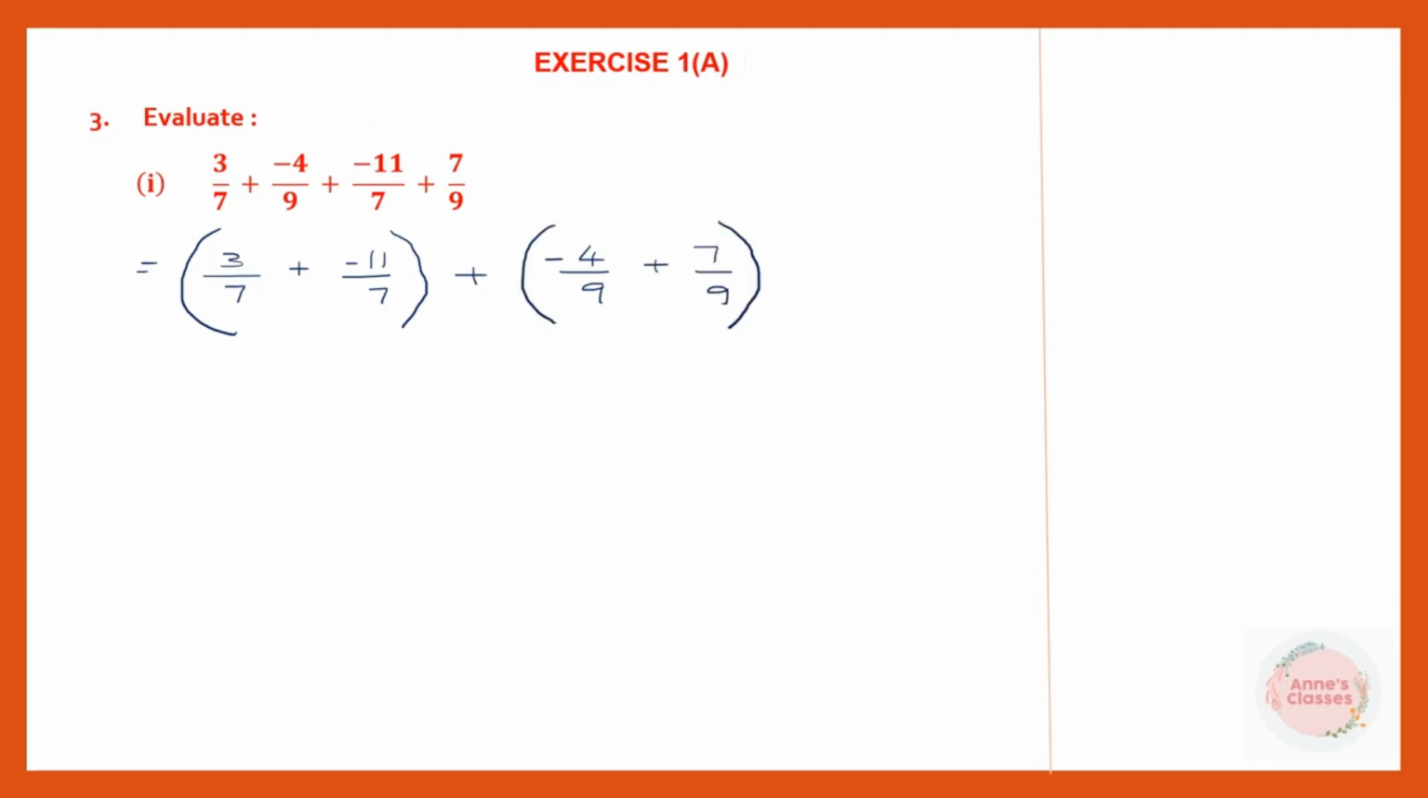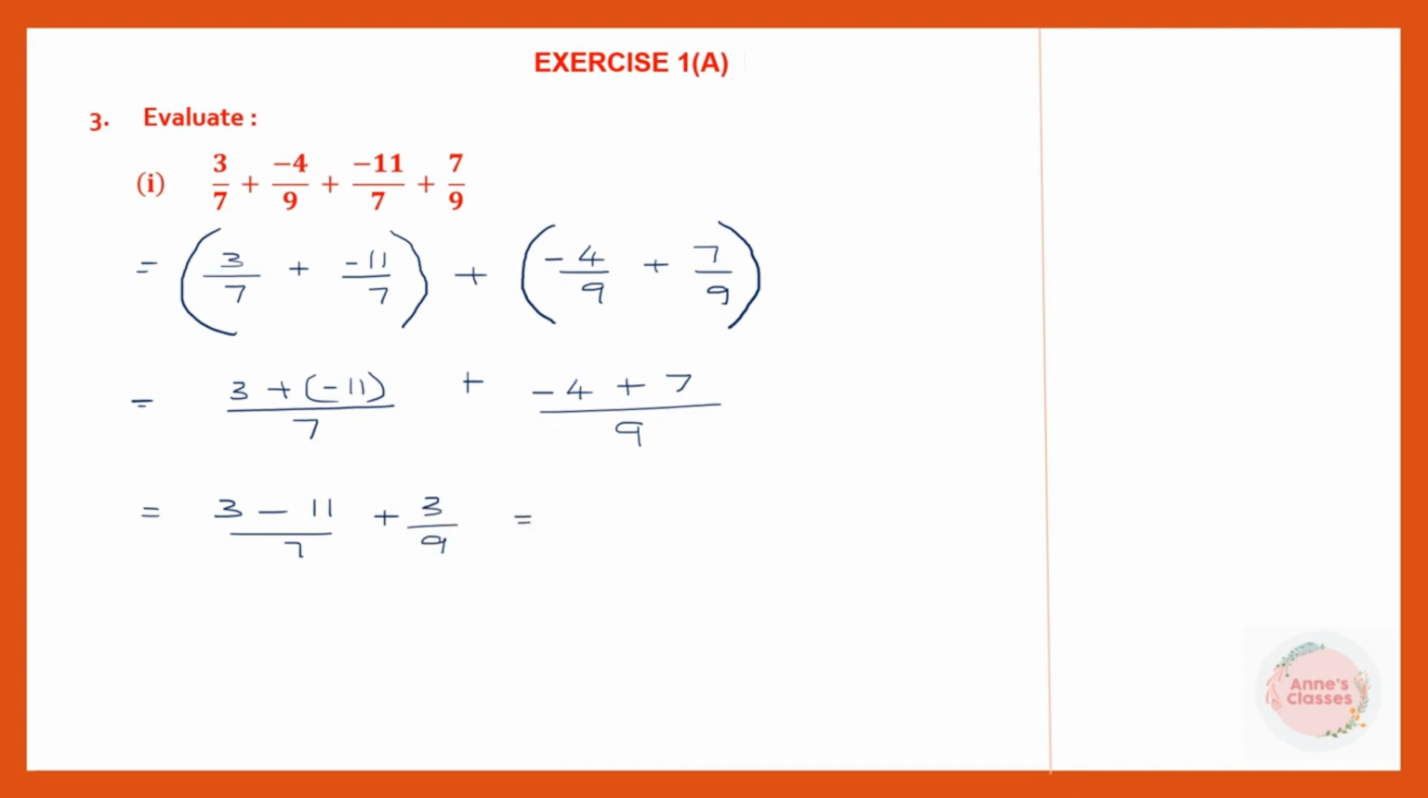So now it becomes easier to work. When the denominators are the same, it's very easy to work because the denominator remains the same and we only work with the numerators. So this one will have the denominator 7 and the numerators will be 3 plus minus 11. Similarly, on this side also the denominator is 9, so minus 4 plus 7. So this will be 3 minus 11 by 7 plus minus 4 plus 7 by 9. Signs are different, so let's put the sign of the bigger number and subtract. So this is plus and 7 minus 4 is 3. So that is 3 by 9.